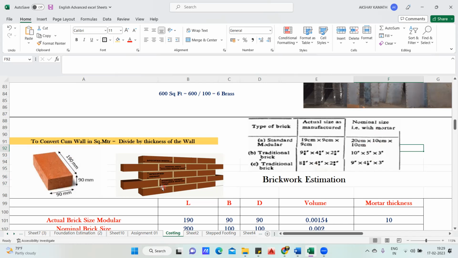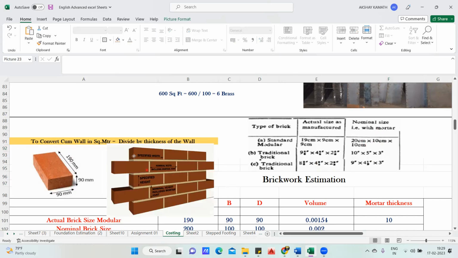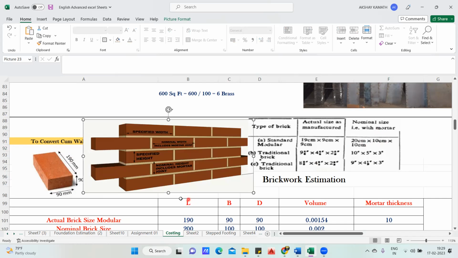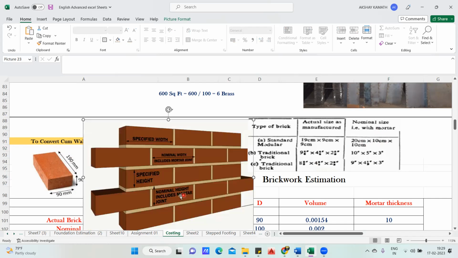You can see here, if I try to enlarge this particular image, see here. This is the actual height of your brick. That is the actual size. When I say nominal size, it will include even the mortar thickness. The thickness of the mortar will be usually 10 mm. So height will be 90 plus 10 is 100 mm.